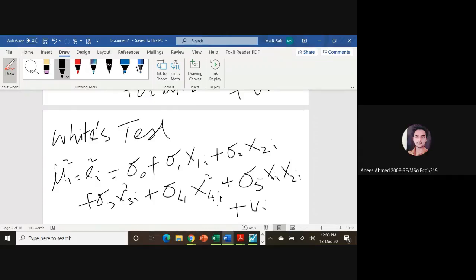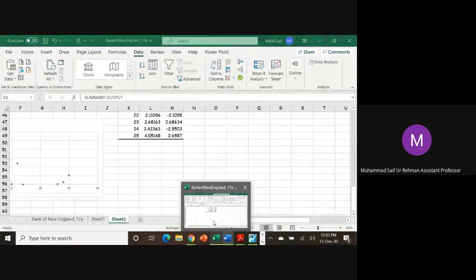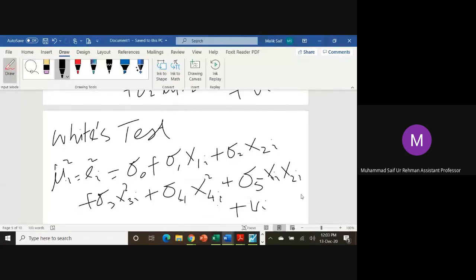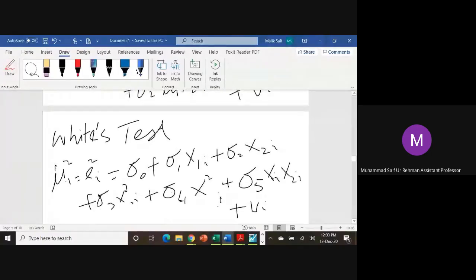Sir, why did we take the square of x1i and x2i? Sorry. Why did we not take the square of x1i and x2i, sir? We have taken. Sorry, this is x1i. This is not x3 or x4. This is x1i. You are correct. This is x1i. This is x2i. This is x1i, and this is x2i. Okay. So we are basically taking care of this.